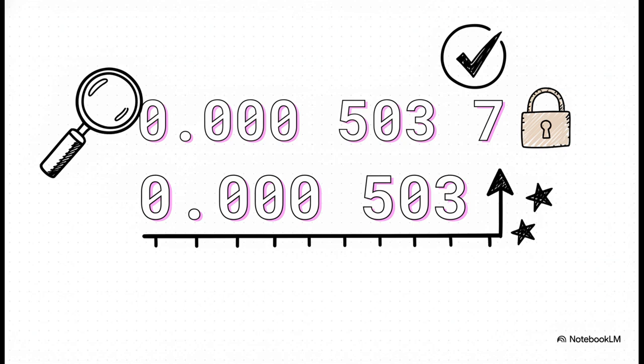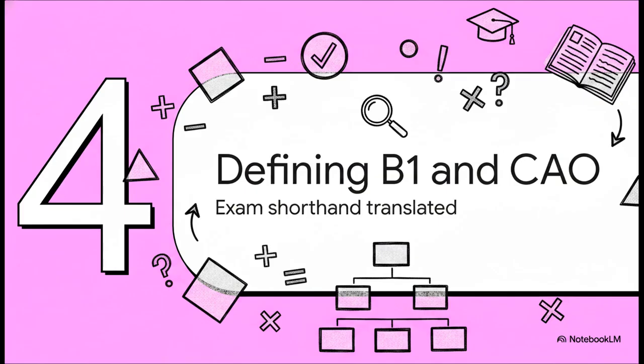Think about it. A tired student an hour into the exam could easily drop that final 7 or accidentally miscount the zeros. It happens all the time, right? But the mark scheme offers absolutely zero mercy for fatigue. Every single digit matters, and being off by just one placeholder means losing the mark entirely. Section 4. Defining B1 and CAO.